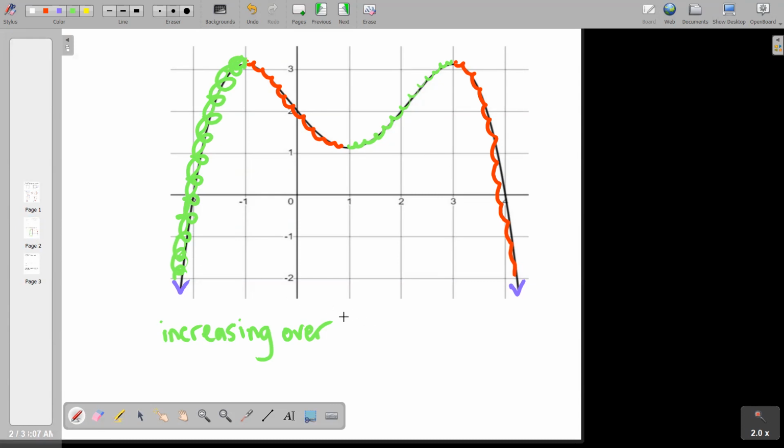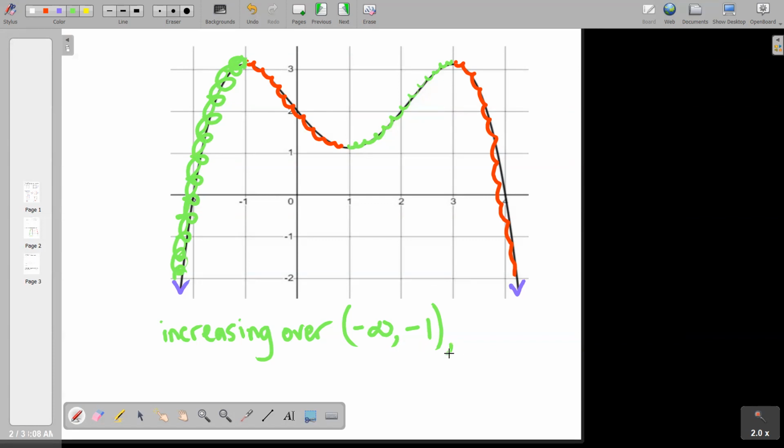And that green interval is defined from negative infinity up until what? Negative one. Again, we're not looking at the number three. It could be up at a million, and I couldn't care less. I'm just interested in the x-ness of it, the sidewaysness of it, right?